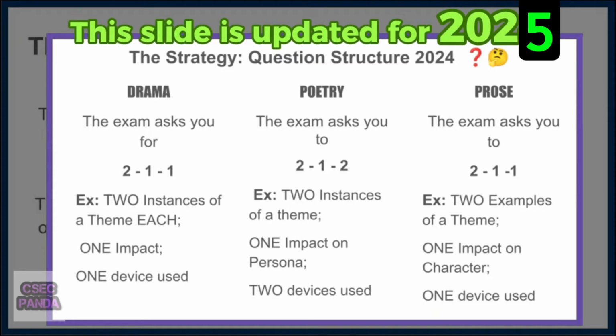And then the prose, it's a 2-1-1, where they want you to give them two incidents in a book that illustrate the theme that they pick for you, one reaction that the character has, and then one technique that's used by the writer to illustrate that theme. So that brings us straight to the outline.